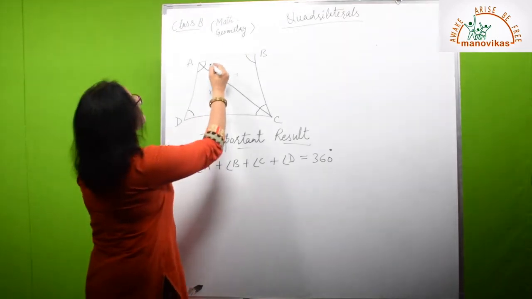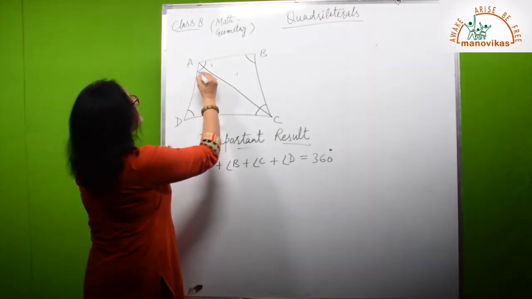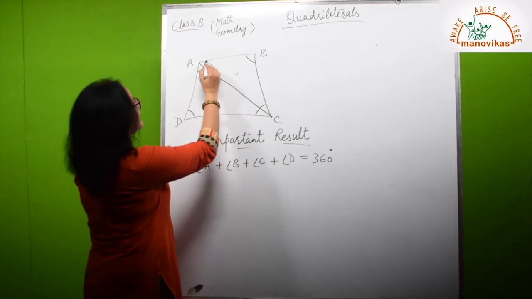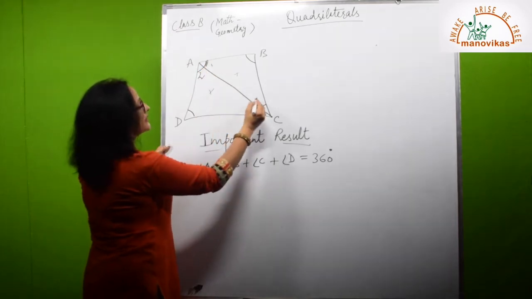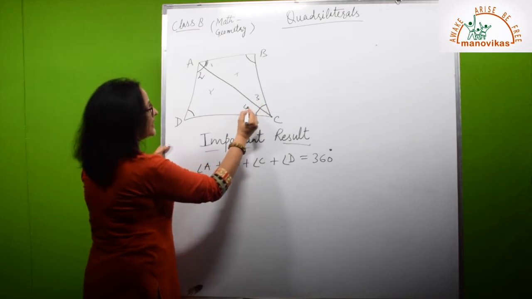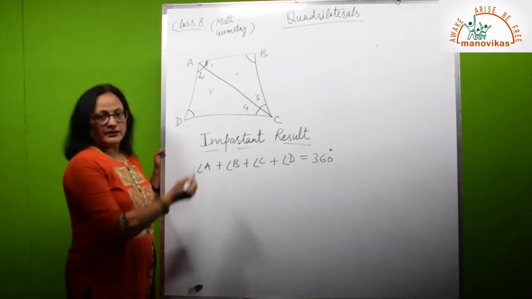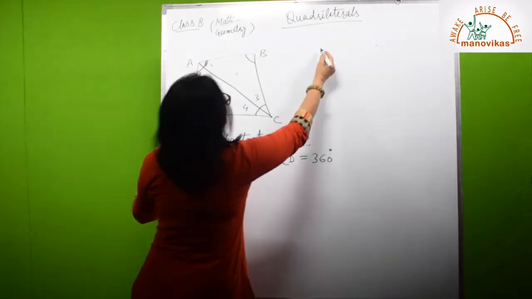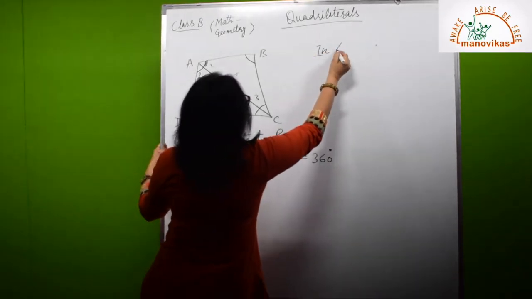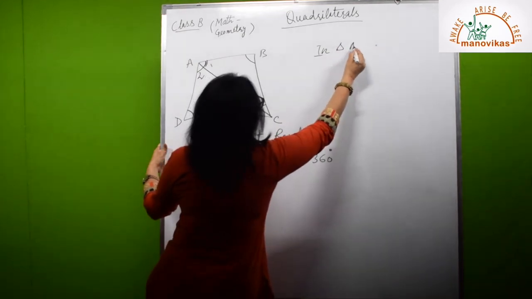Now let's take the angles. Angle A is divided into 1 and 2. Angle C is divided into two angles, 3 and 4. Now one by one we will take the triangles. So first I am taking triangle ADC.